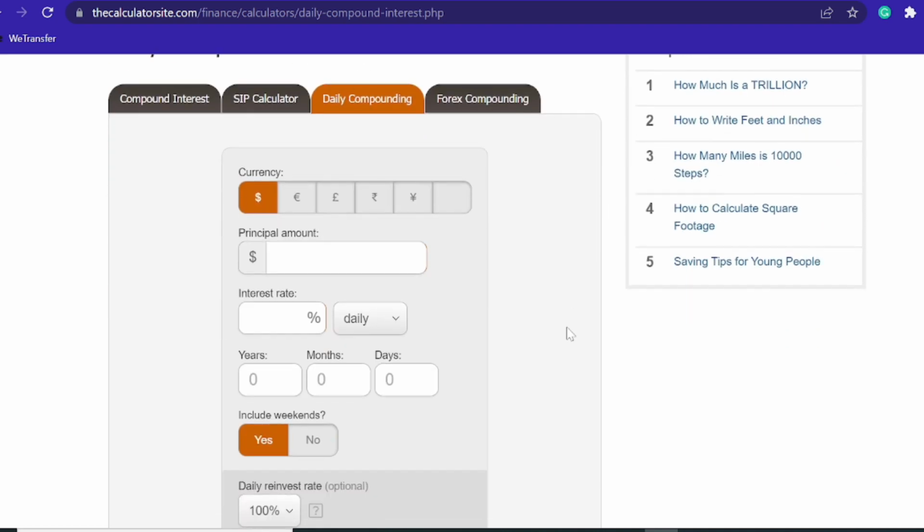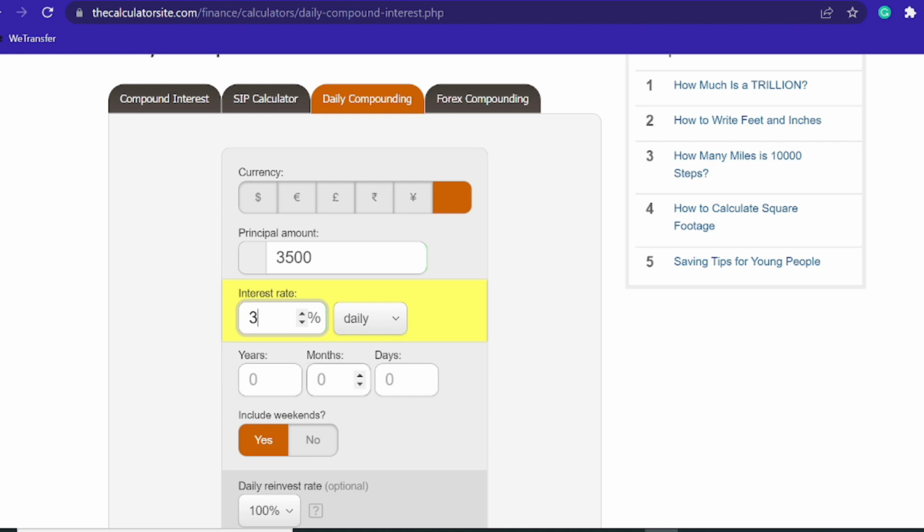So what we're going to do right now is enter the principal amount. The principal amount we want to enter here is 3,500 naira. Okay, I'm going to click on blank because I'm not using dollar. So we're just going to use the figure. Then what is the interest rate? On the 86 FB platform, the daily interest rate is 3%. So we're going to put 3% here and say it's daily.